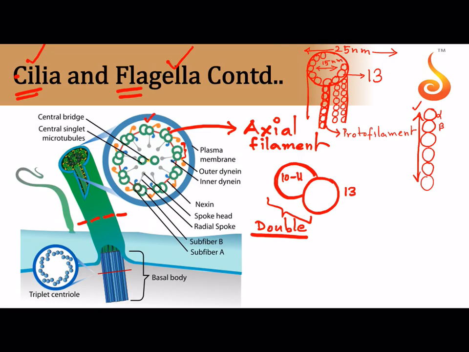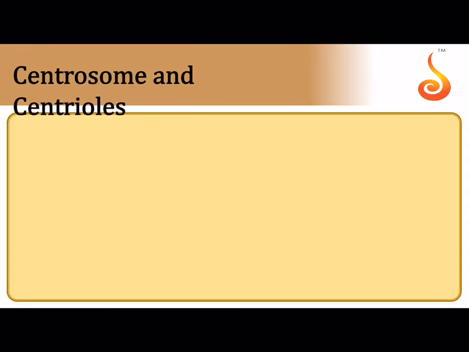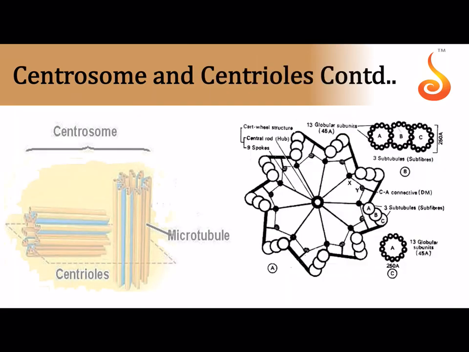How many are there? Let us count. 1 2 3 4 5 6 7 8 9 10. Sorry, 9. So 9 microtubule doublets, and in the center you can see 2 microtubules which are single, and they are covered by a sheath which is called the central sheath. And can you see these spoke-like structures which are extending? These are also proteinaceous. These extend from the peripheral doublets to the central sheath, and they are referred to as the radial spokes. So this is the outline of the structure of cilia and flagella.